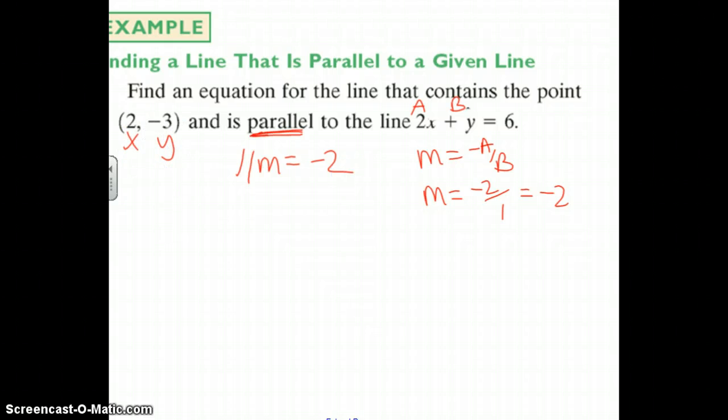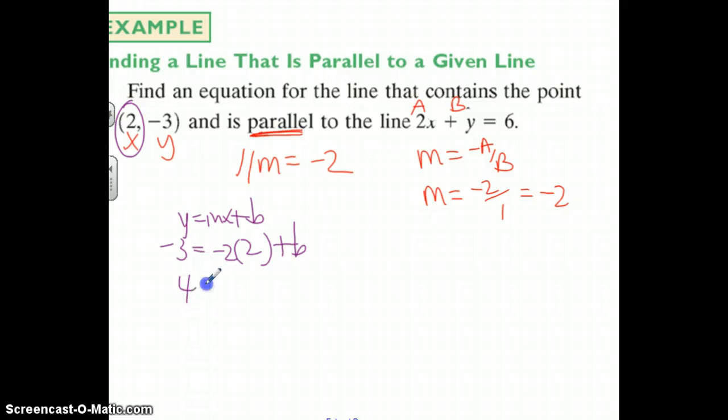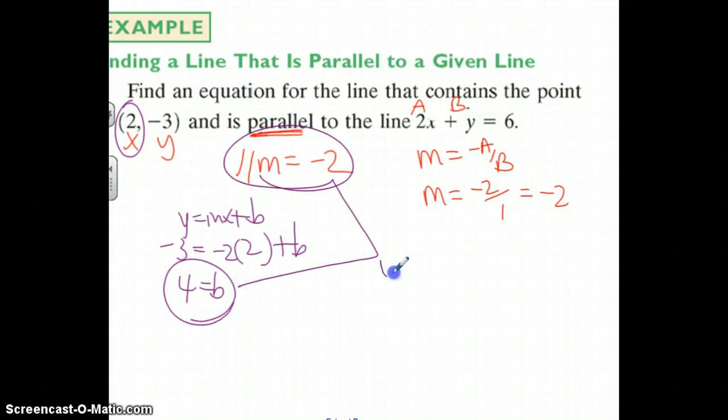Here's my x and y. You can go to point slope, but I'm going to go to y equals mx plus b. The y value is negative 3, the slope is negative 2, the x value is 2, and I'm going to solve for b by adding 4 to both sides. So I have the y-intercept, now I have the slope, and the equation would be y is equal to negative 2x plus 4.